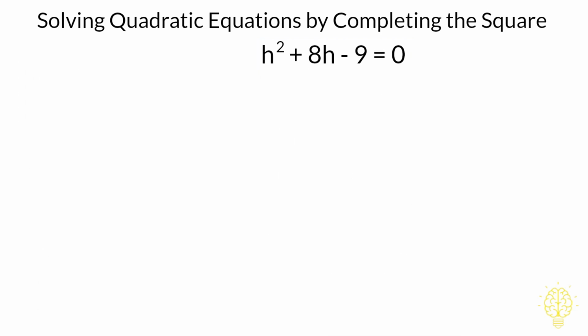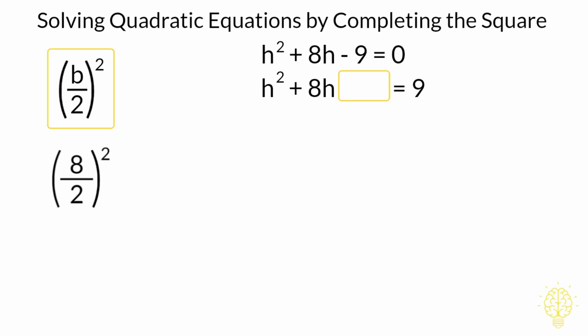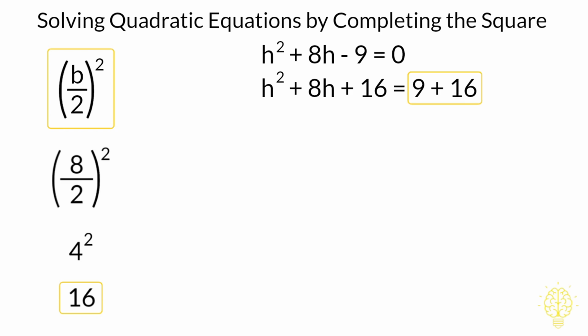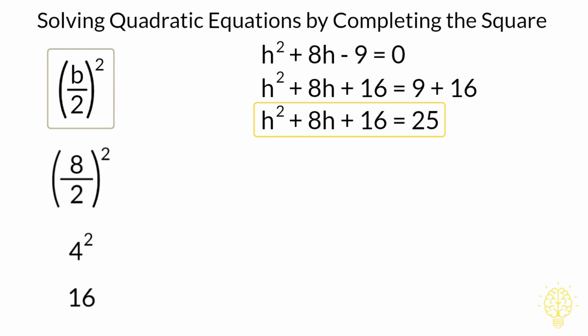We have h squared plus 8h minus 9 equals 0. First, we need to get this problem ready to complete the square by adding 9 to both sides. Now we have an empty spot here ready for us to complete the square. We take half of 8, which is 4, and square it, which is 4 times 4, to get 16. To complete the square, we add 16 to both sides. Since 9 plus 16 is 25, our equation is now h squared plus 8h plus 16 equals 25.